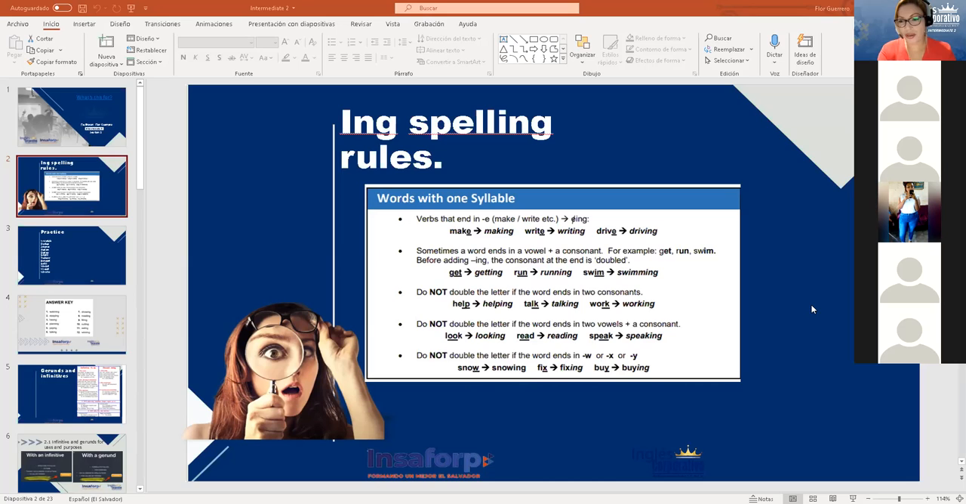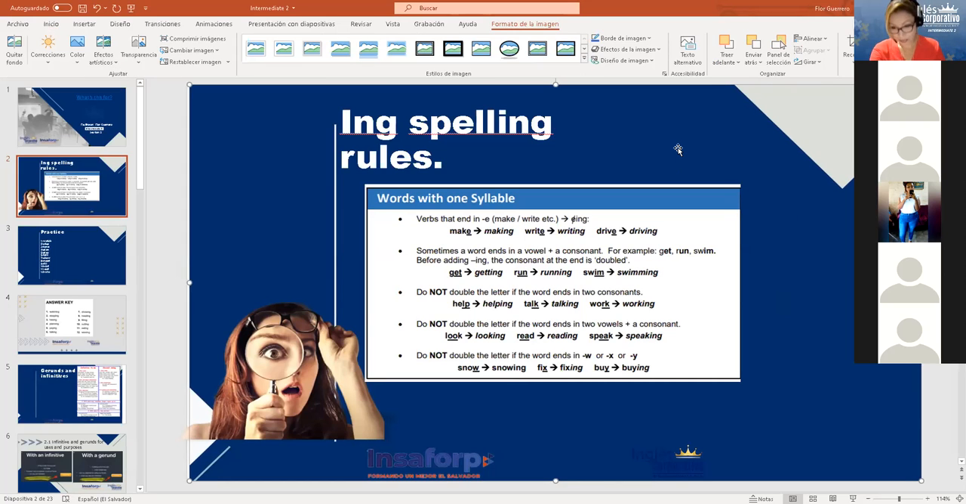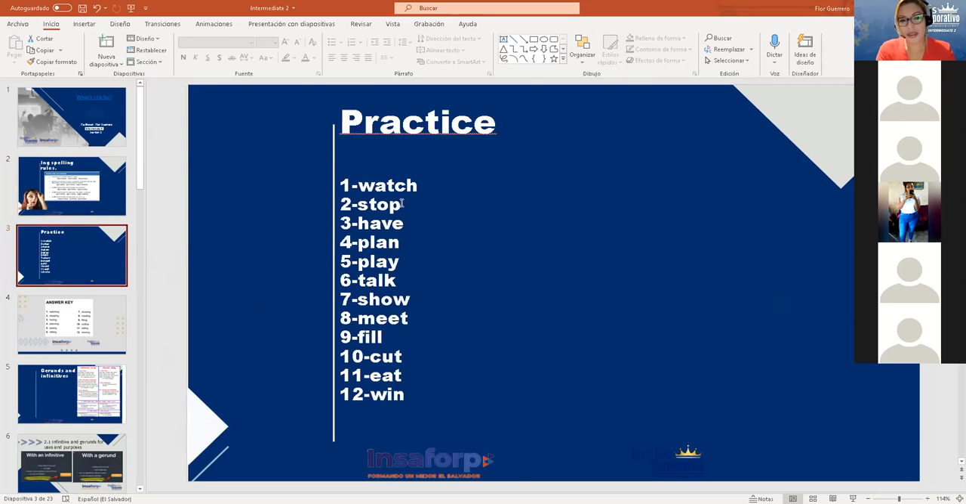Okay, perfect. So we're going to practice these spelling rules with the following verbs. Oh, it's not moving. My God, it's frozen. I tried to move this one. Next, okay, click. Okay, we have these verbs. I would like you to add the ing following the previous rules that we reviewed. You can do that in your notebooks. I'll give you 4 minutes. Or maybe 3 is enough, 3 minutes.